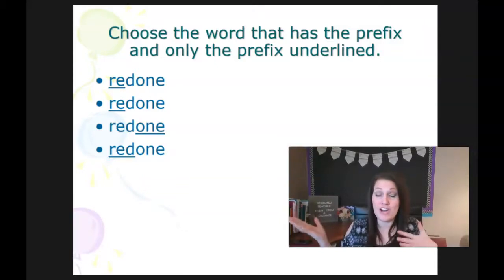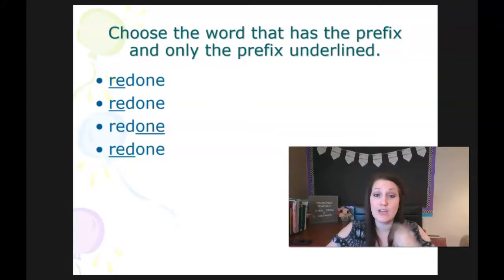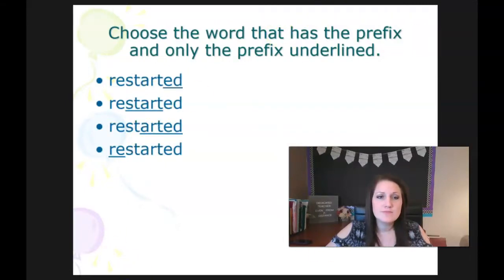"Red one" is like a compound word, even though "red one" isn't a word. It would be like a compound word where you put two words together, and a prefix by itself is not a word, "re." So the answer was redone. All right, next one. Do this one. This will be our last one. I lied. We are going to do one more after this because this one was easy.